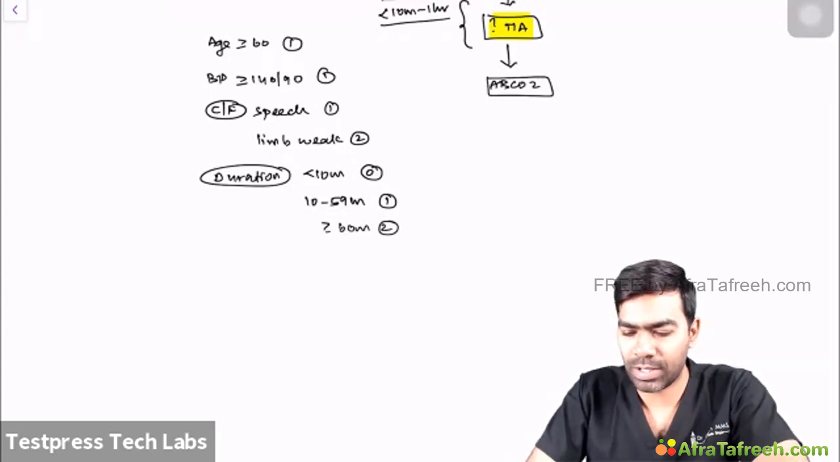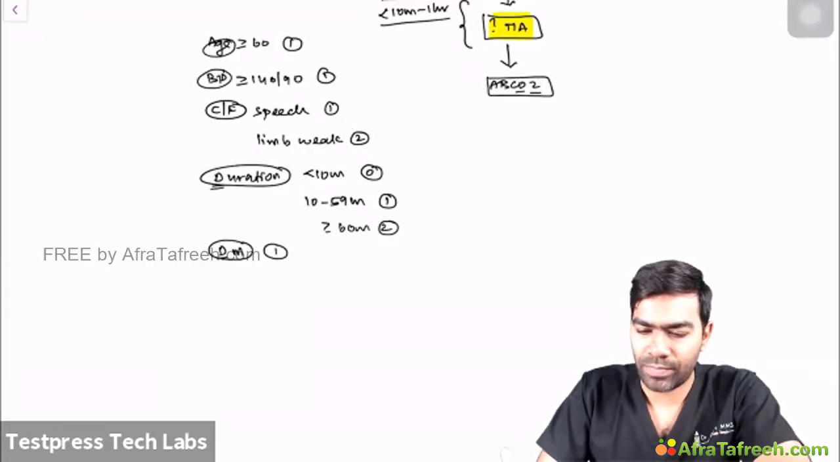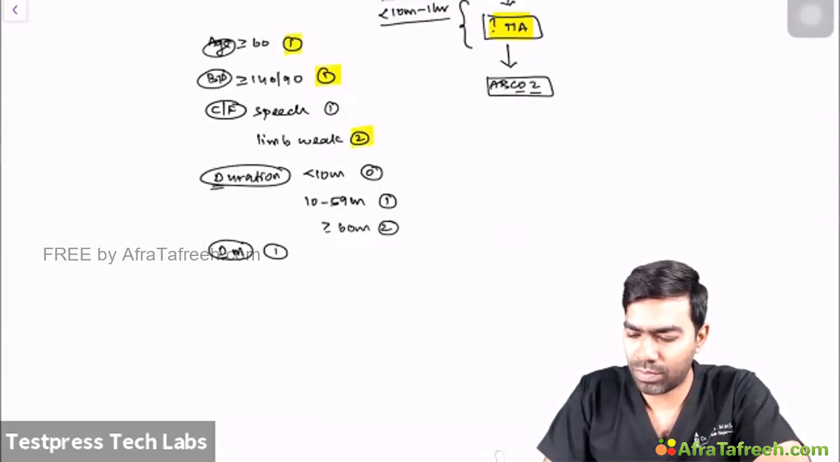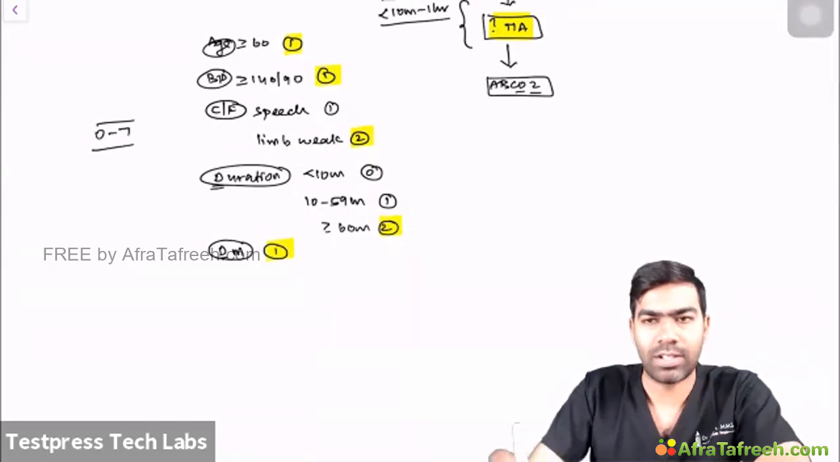That's why it's called ABCD2. And why is it D2? Because there is another D. This is the first D, and there is another D called diabetes mellitus, which carries another 1 point. So, clear? So you can see the total score: 1, 2, 3, 4, 5, 6, 7. So the total score is 7, and the score can range from 0 to 7.